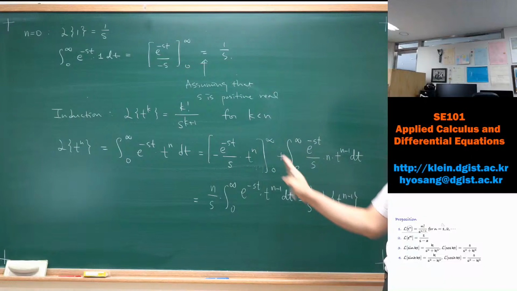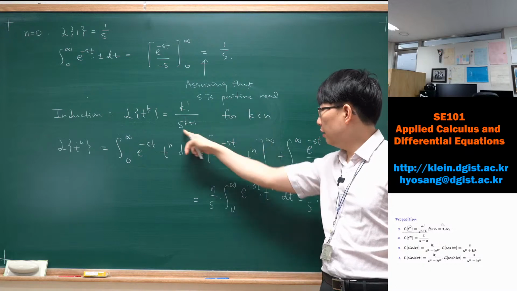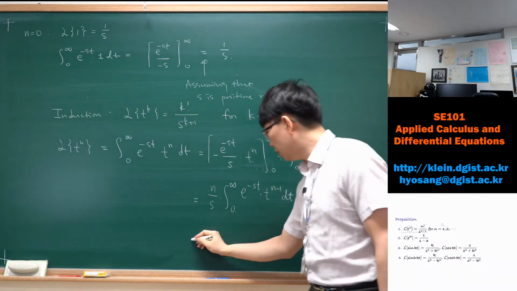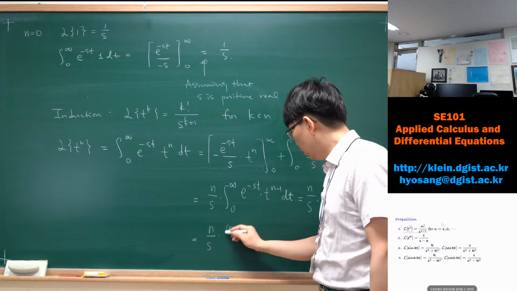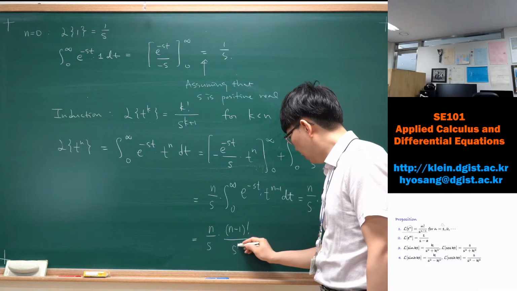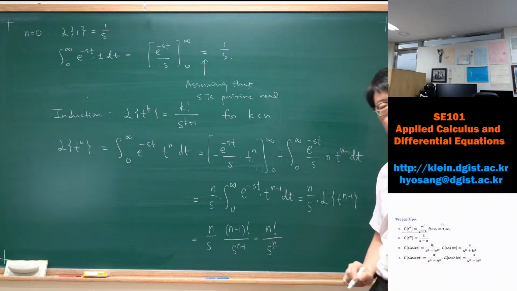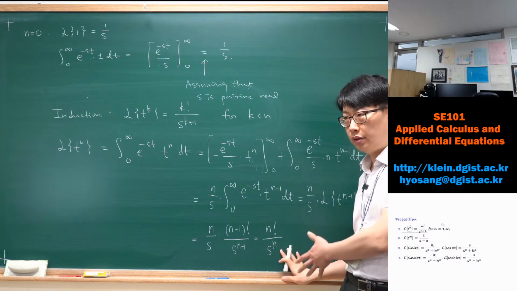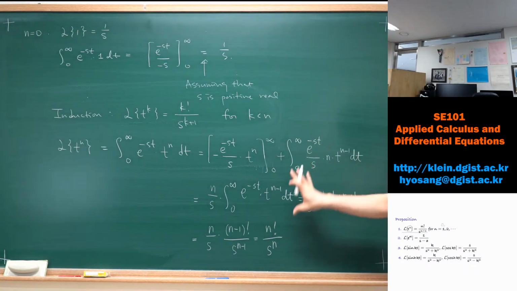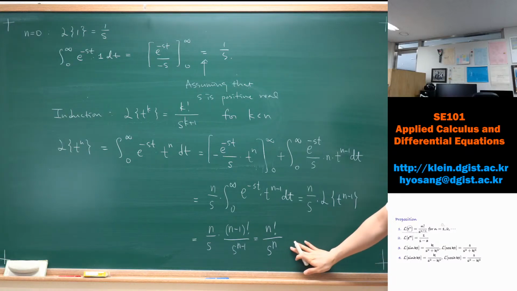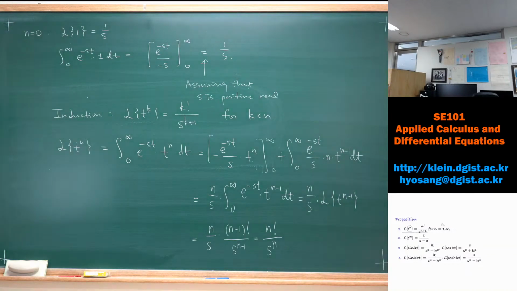And we assume that the Laplace transform of a power function whose exponent is less than n follows this formula. So we simply plug in the formula here: n over s times n minus 1 factorial over s to the n. Therefore, I get n factorial over s to the n plus 1. So this is the formula given in the proposition, and by the induction method, we know that this is true for every integer n. So any questions?